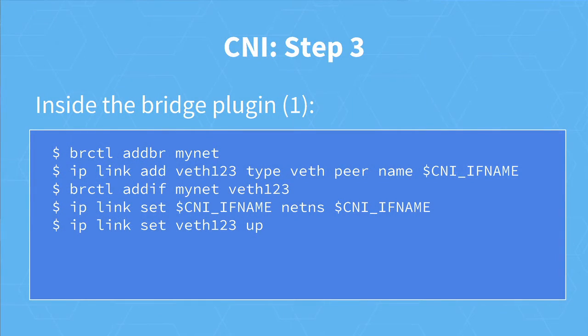So then inside of the bridge plugin, what happens is that we create a new bridge. We create a veth pair. We take one end of the veth pair and plug it into the bridge on the host. We take the other end of the veth pair and we put it inside the networking namespace that was given to us by Rocket, or the container. And at this point, we've got the layer 2 networking up and running. So now we have to figure out the IPs.